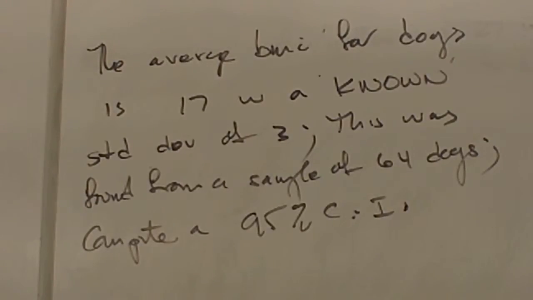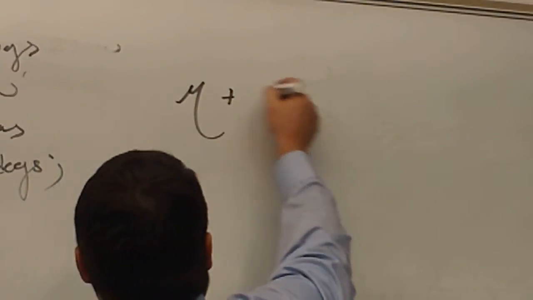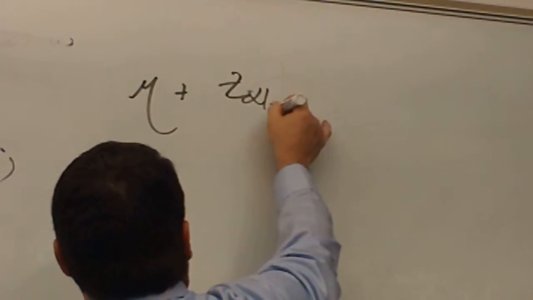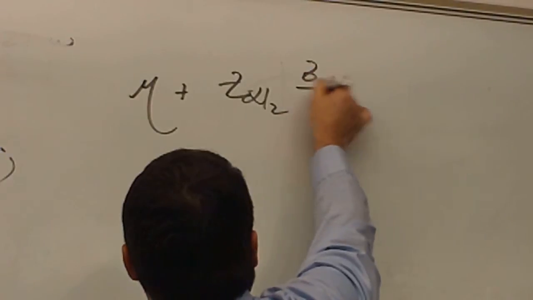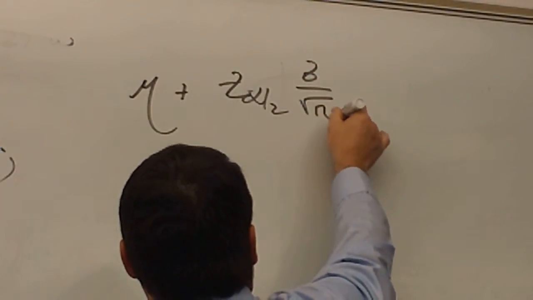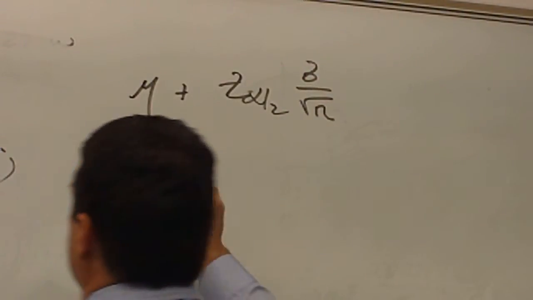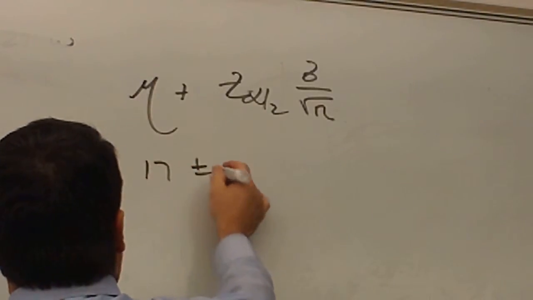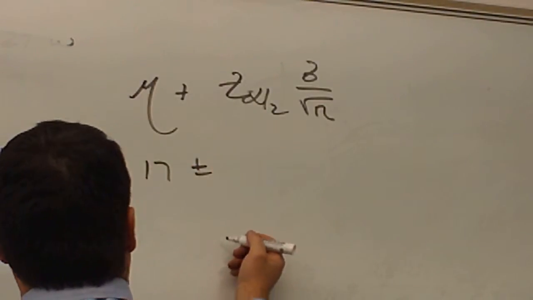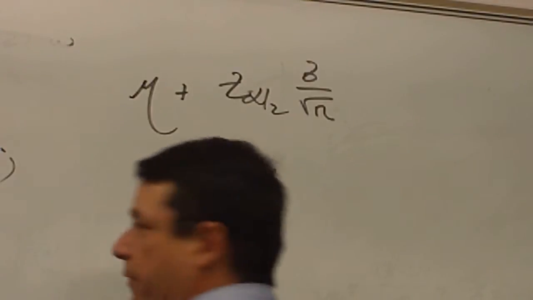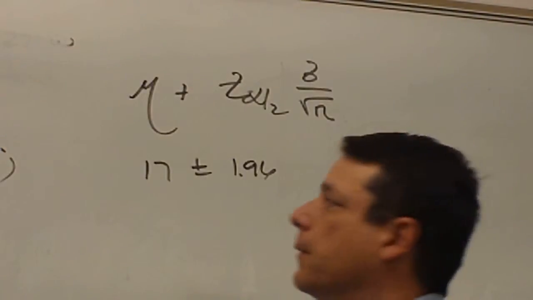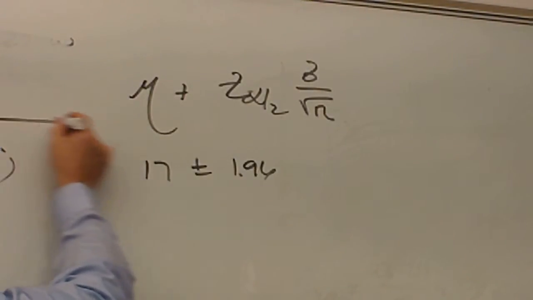So confidence intervals are simple, right? They're simply the mean plus or minus z alpha by 2 times the standard deviation over the square root of n. In this case, what's the mean? 17 plus or minus z alpha by 2. That'd be 1.96, right? So everyone know how to get that? Okay, if we're confused, it's right here.